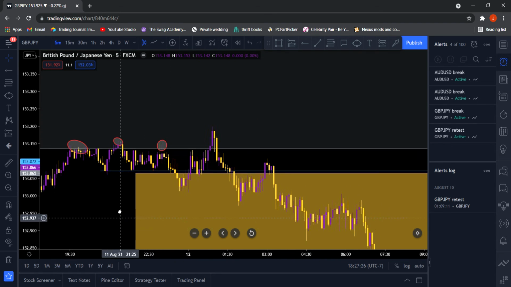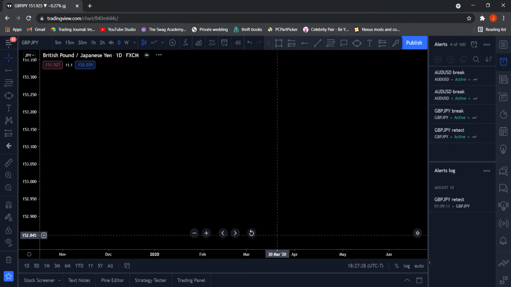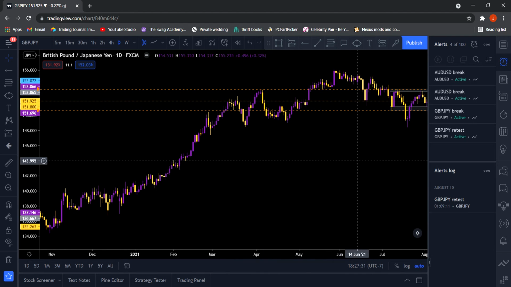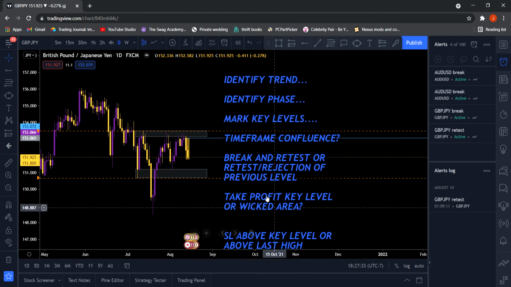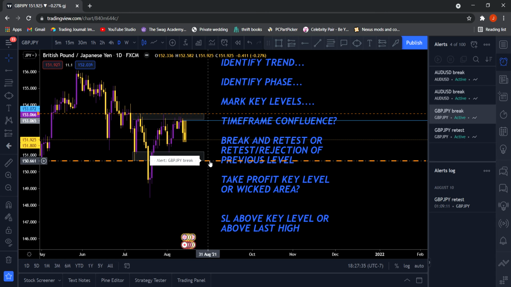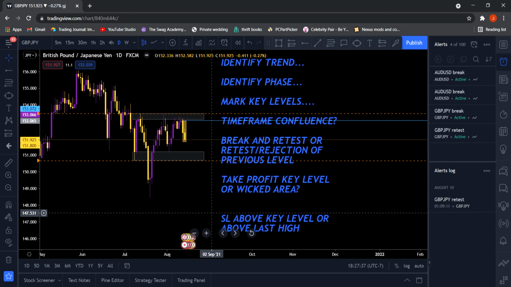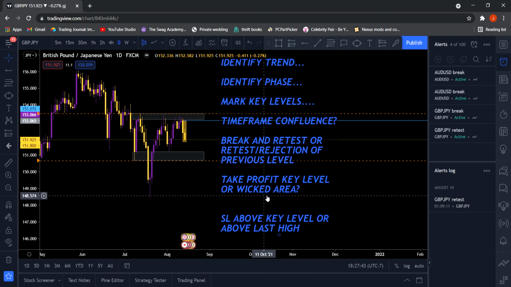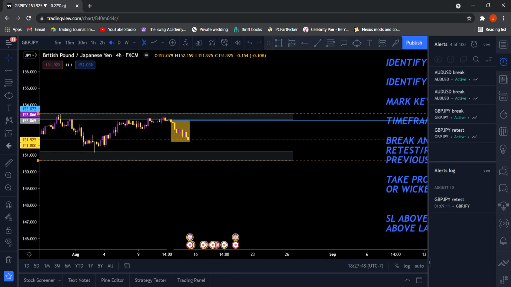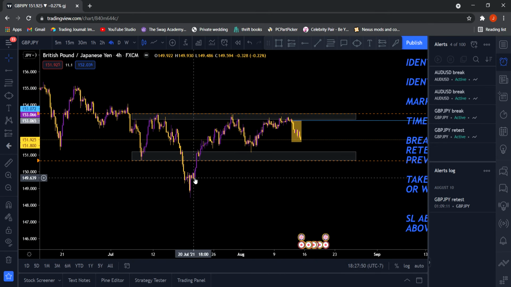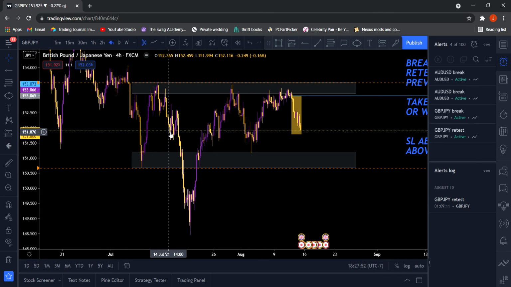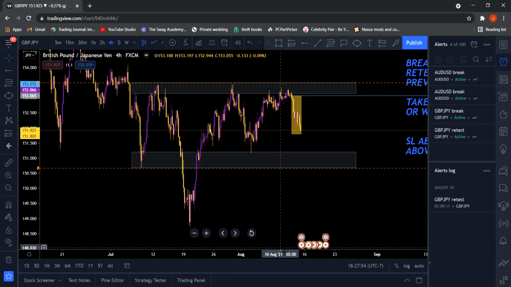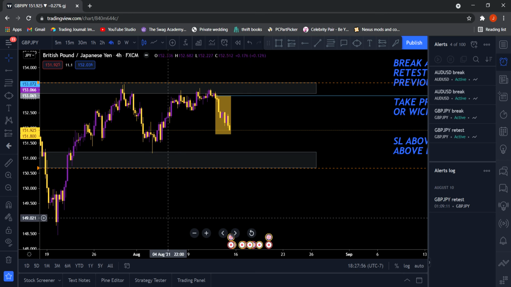So, before the entry, you want to find your take profit and stop loss. Take profit should be at a key level or a wicked area. Since I wasn't looking for this trade to drop 300 pips or anything like that, I was just looking to get at least 100 or something like that.